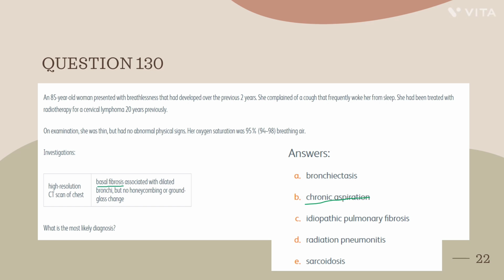Okay, pulmonary fibrosis, there is no honeycombing or ground glass, so that cannot be. Radiation pneumonitis, not likely. Sarcoidosis, no. Bronchiectasis, that usually comes with a very high amount of sputum. That is not the case here. So it is chronic aspiration.